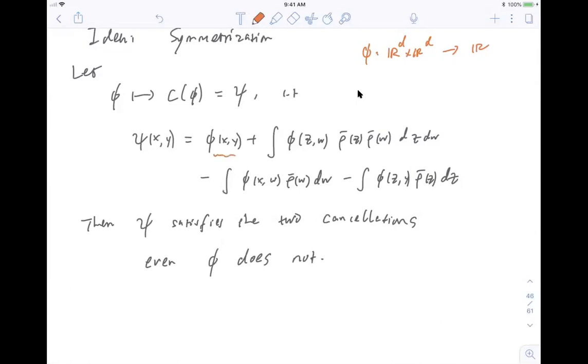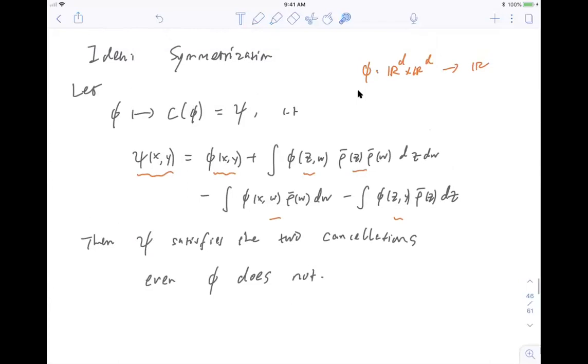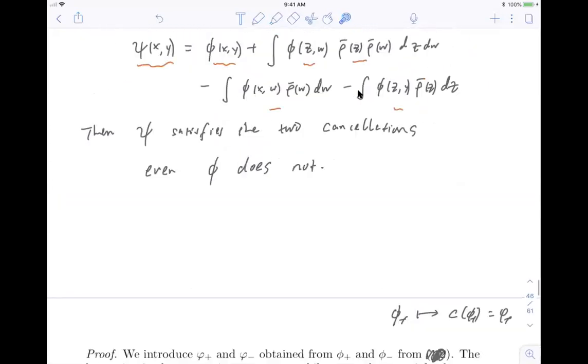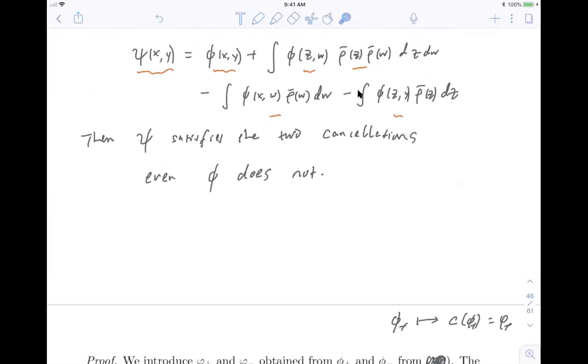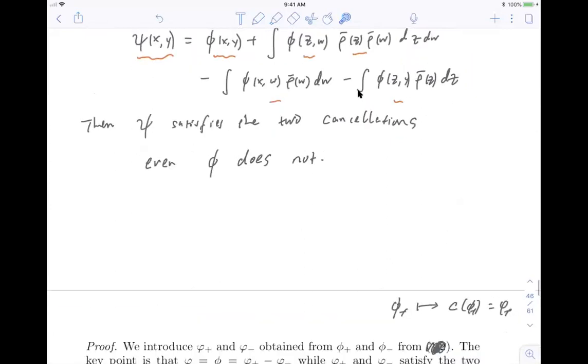So this is the original phi, right? So we add the integral against rho bar, both in the z variable and the omega variable, and we minus this. Okay. And now if you check this psi, which is the symmetrization of our phi, you can check this psi satisfies the two cancellation properties. Yeah, it's very easy to check, right? So yeah, you can do that.